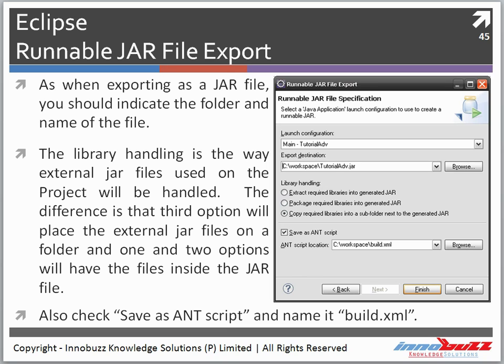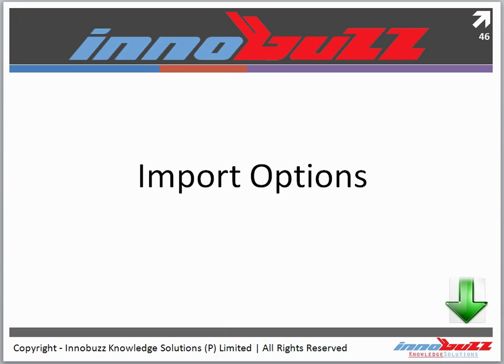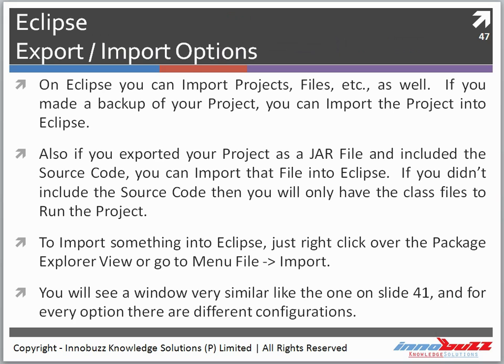Import options. Also, as with the export options available, you have import options available as well. You can import a jar file to run the project, but if you included the source files into the jar file, Eclipse will import the Java files and you will have access to the source code of the application exported. Also, you can import a previously configured project into Eclipse, selecting the folder in which the project is stored.